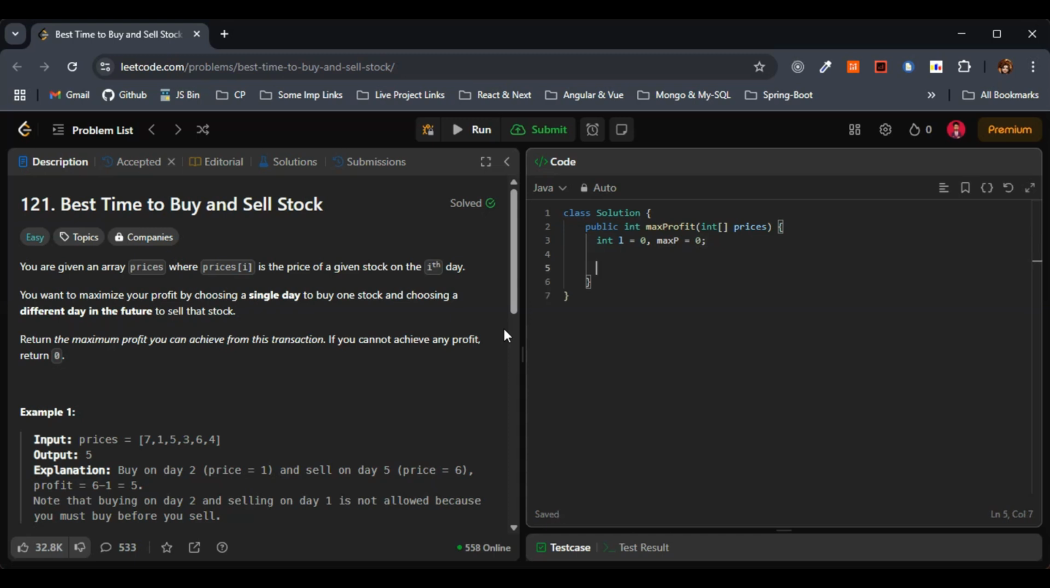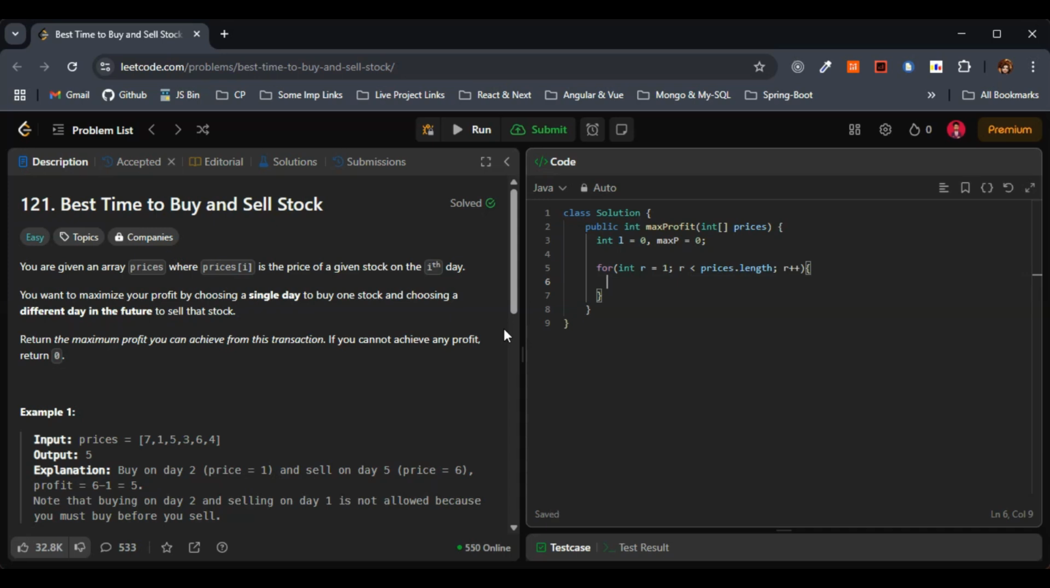The second step is we have to iterate over the prices from day 1, right? So I'll just be making use of the for loop here. I'll give r equals 1 initially. This is fine. R less than the length of the prices, so I'll just give prices dot length. The final step is we have to increment the R here. So we are iterating over the prices from day 1 here.